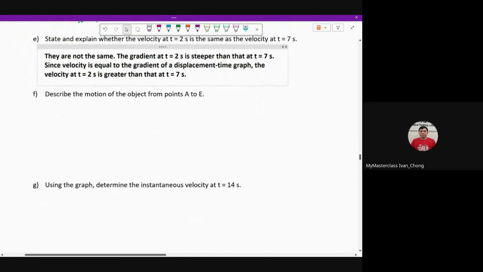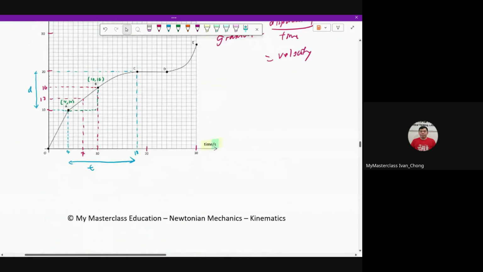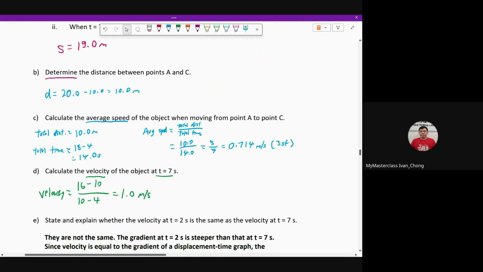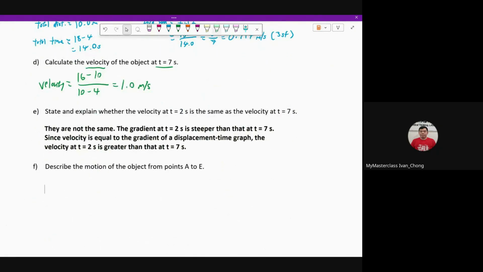Okay. Describe the motion of the object from point A to E. Do take note, point A is here. It's not zero, it's from here. So normally when you have this kind of question, when they ask you about from something to something, break it up into its intervals. Because I know a lot of you just write everything in one big paragraph, but I will suggest that you actually split it up.